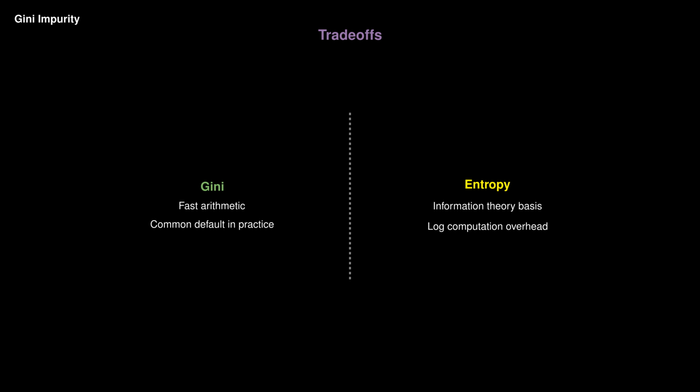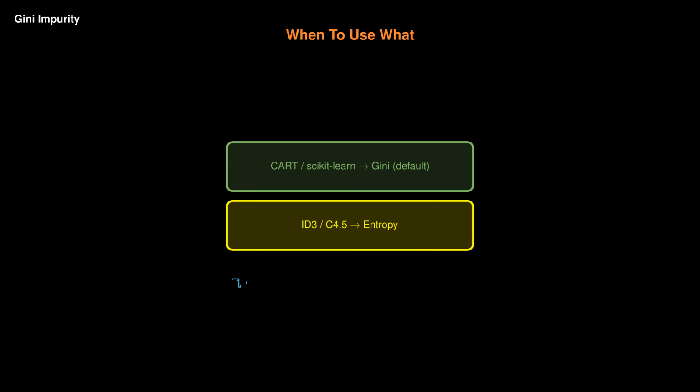In practice, CART and scikit-learn default to Gini. ID3 and C4.5 use entropy. In modern libraries, switching the criterion is just one parameter. So try both and pick whichever validates better.